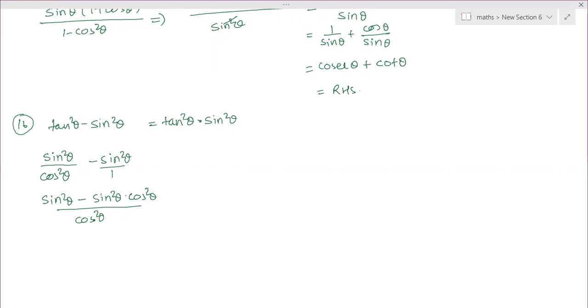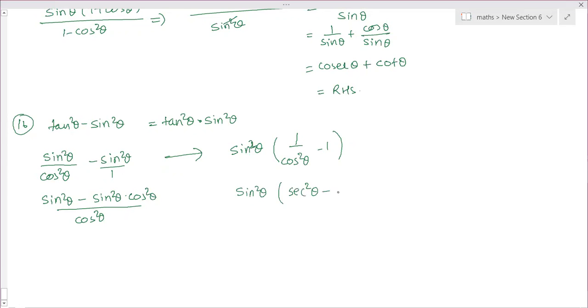Yes, Ansika? Ma'am, I took sine square theta common. Then in brackets, I put 1 by cos square theta minus 1. Okay, you have done sine square theta, then in brackets 1 by cos square theta minus 1. Then next, sine square theta in brackets, sec square theta minus 1. And that's equal to sine square theta tan square theta, which is equal to RHS.